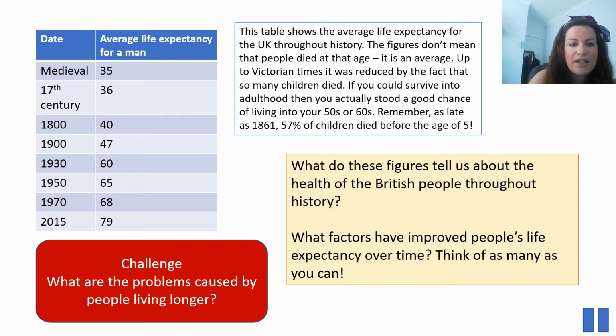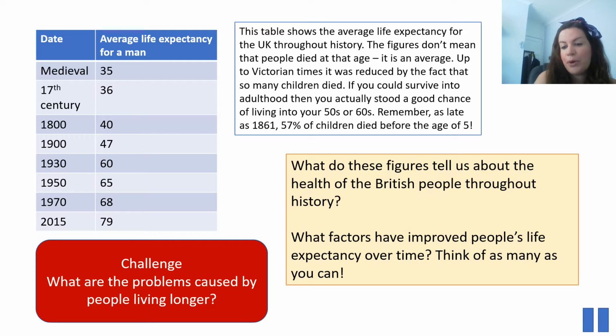So if you look at these figures, I've gone from medieval all the way through to 2015. What do these figures tell us about the health of the British people throughout history? We've looked at lots of different factors up until now. What factors do you think have improved people's life expectancy over time? So try and think of as many as possible.